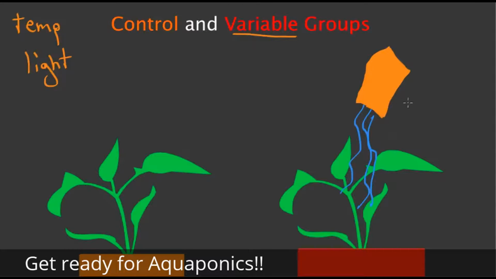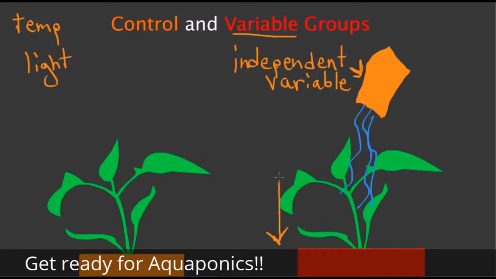The energy drink that we are giving to this plant, we would call the independent variable, because that's the variable that we're controlling. The independent variable. And the dependent variable in this case is the plant's growth. So let's just say growth.